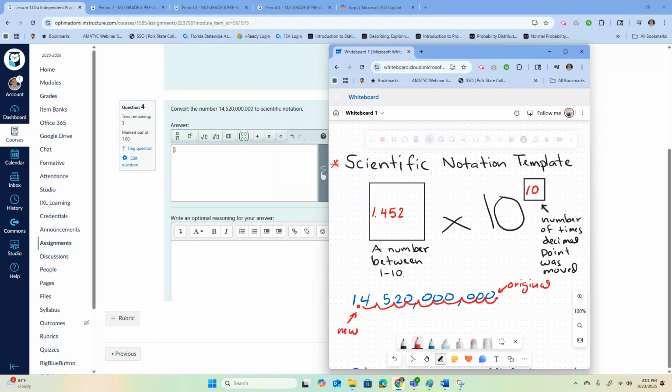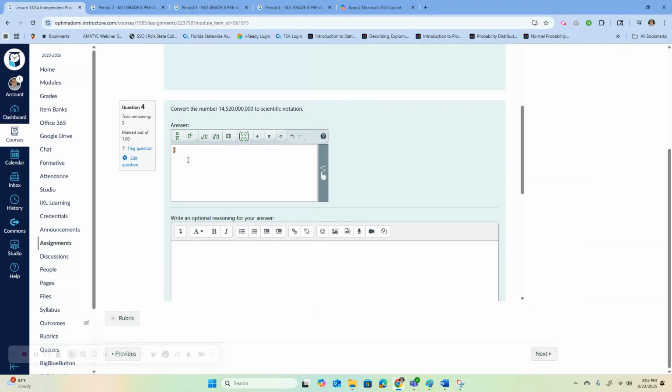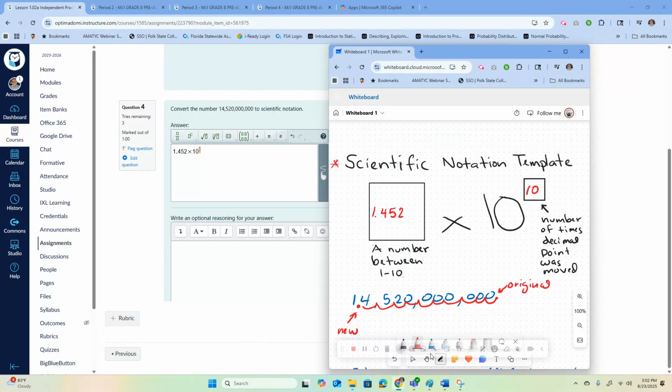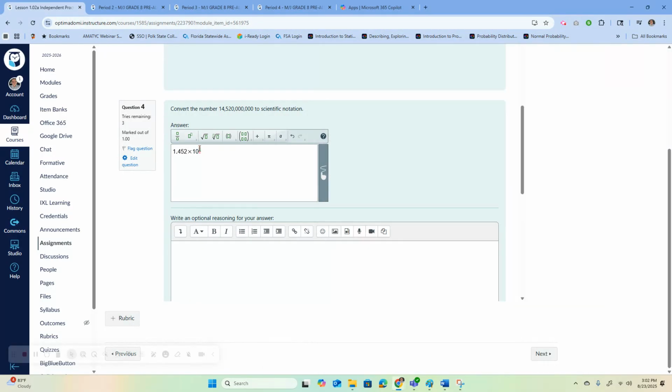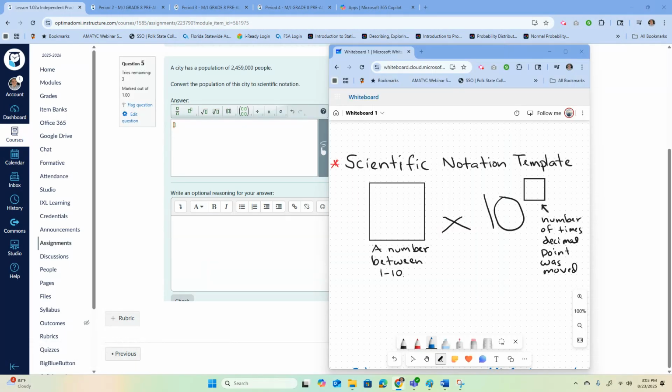And remember, when the exponent is positive for the power of 10, it means you're working with a large number. Okay, let me put the answer here. So I'm going to put 1.452 times 10 to the power of, and I forgot what I put in there. Let me see what I put in there. Also to the 10th power. Okay, and that's how you do this problem.